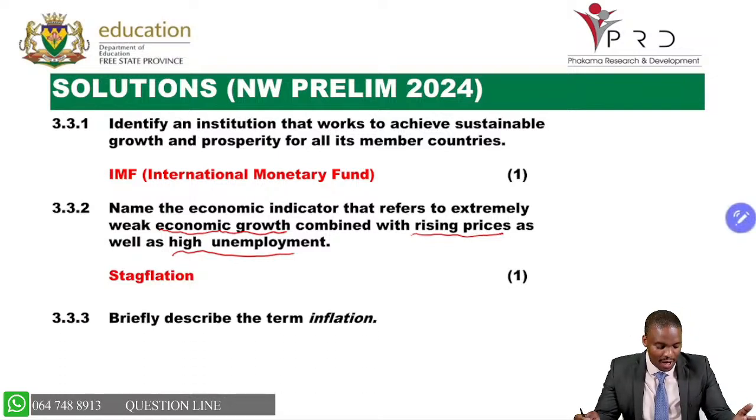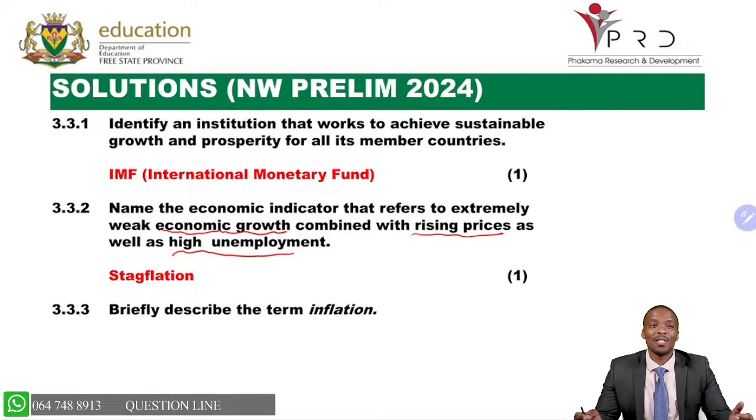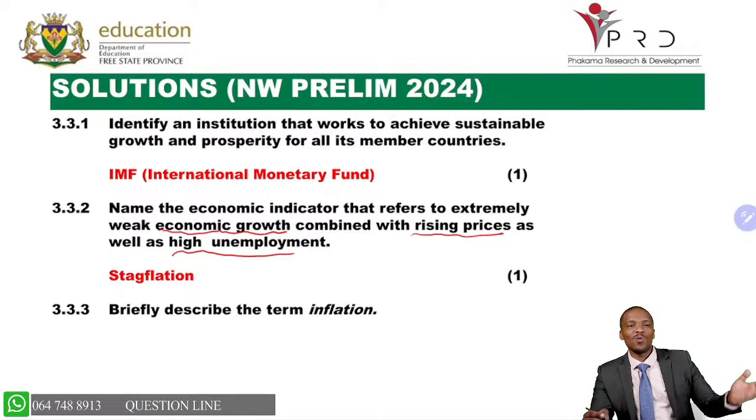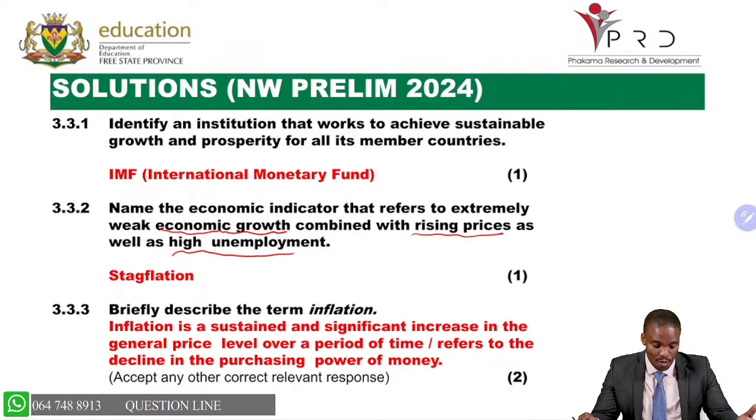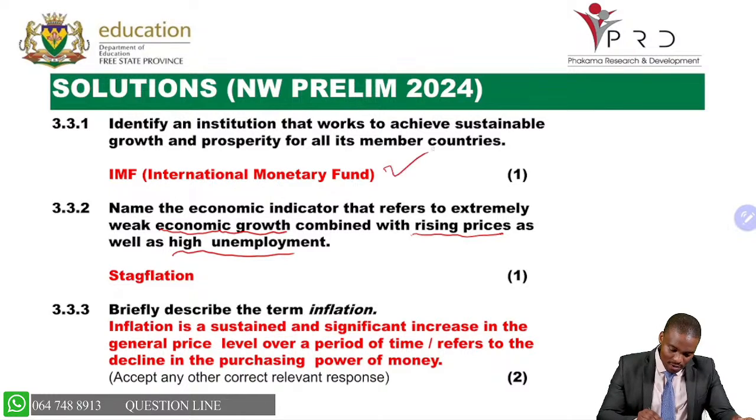Okay. And then the other one says briefly describe the concept inflation. Here, grade 12, any way that you put it, as long as you're going to tell us that there's a sustained or general increase or continuous increase in the prices of goods and services over time, we will give you the marks, coupled with a decline in the purchasing power of money. So as you go, those are the marks that you are getting.